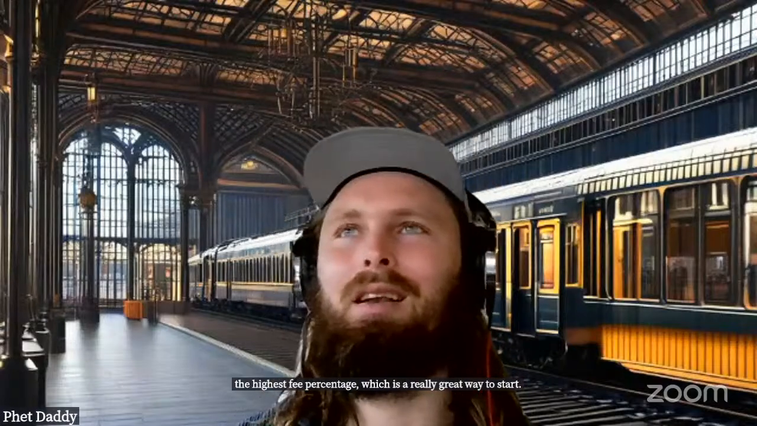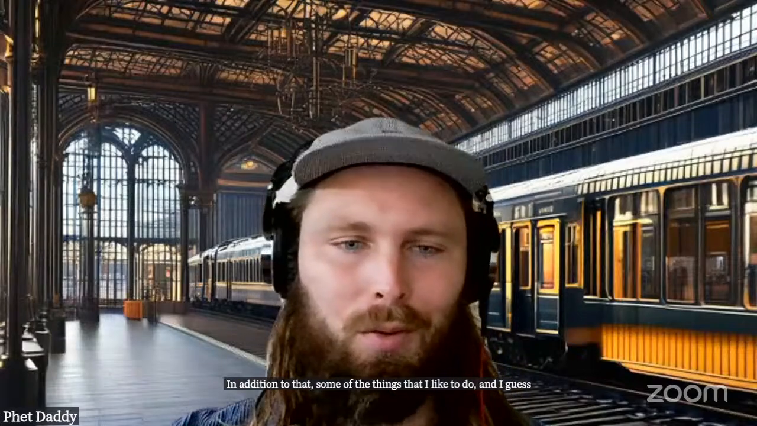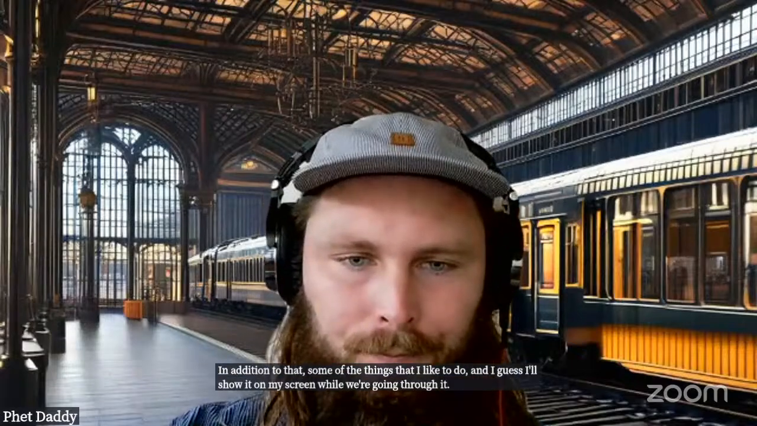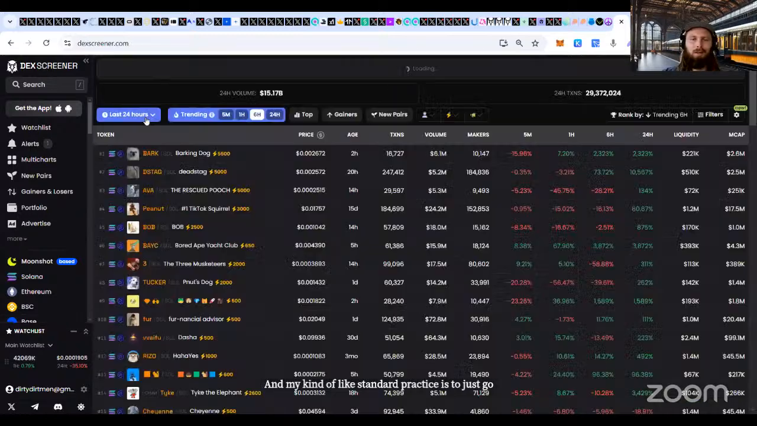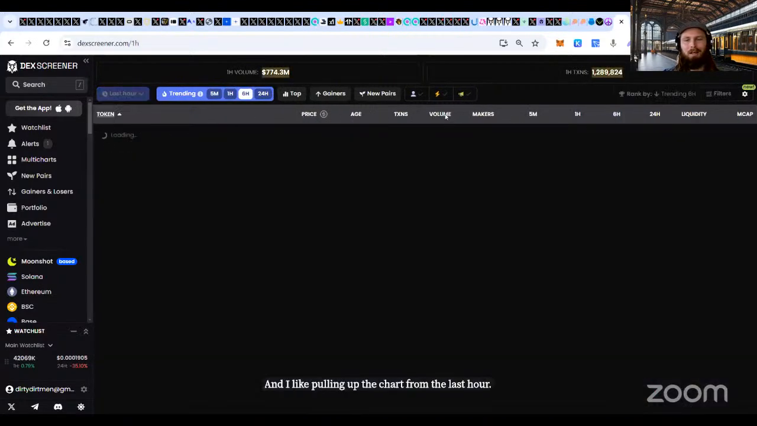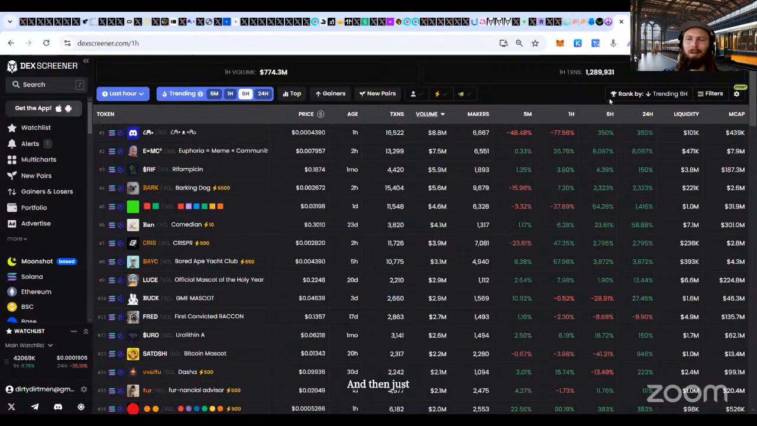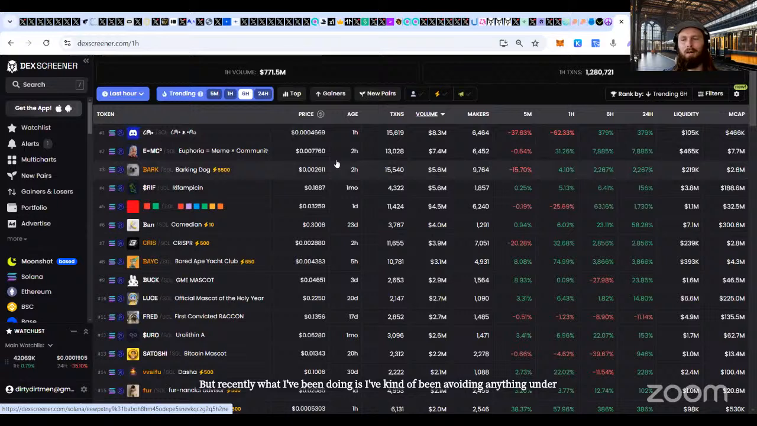In addition to that, some of the things that I like to do, and I'll show it on my screen while we're going through it, I like using Dex Screener. My standard practice is to go here on Dex Screener, pull up the chart from the last hour and then filter by volume. Everyone has different risk thresholds, but recently I've been avoiding anything under 1 or 2 million total market cap.